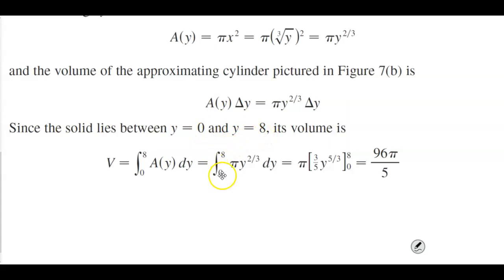we know that our lower limit is 0, our upper limit is 8, of the function pi times y to the 2/3 dy. Taking the antiderivative of that, we get pi times 3/5 y to the 5/3, evaluating it with a lower limit of 0 to 8, which gives us a volume of 96 pi over 5.